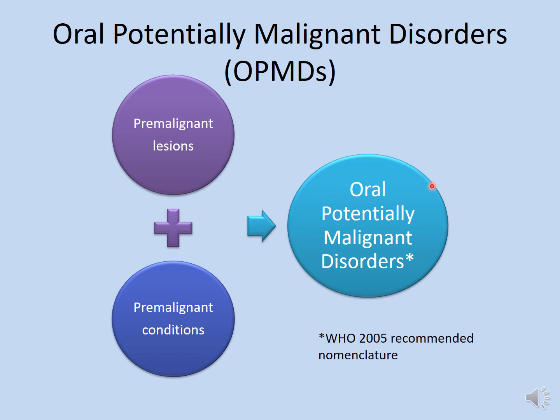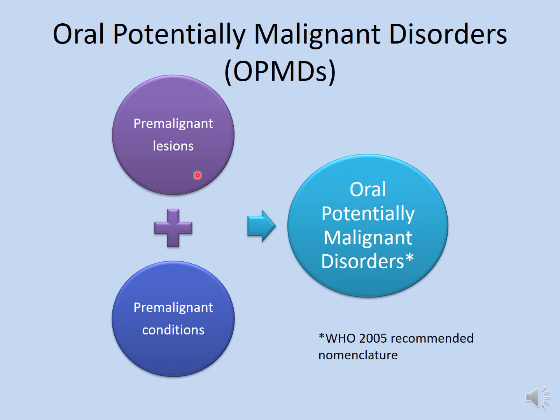Now, the reason why the WHO recommended this new nomenclature is because of the following. First of all, what are pre-malignant lesions? Pre-malignant lesions are basically lesions that, when present in the oral cavity, have a high chance of turning into cancer. Whereas a pre-malignant condition is a condition of the entire body of the person wherein his oral cavity is at a higher risk of developing malignancy.